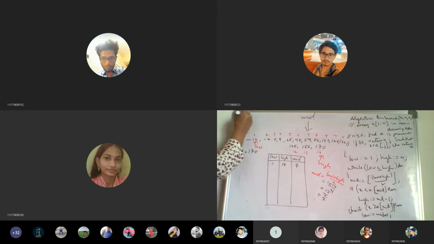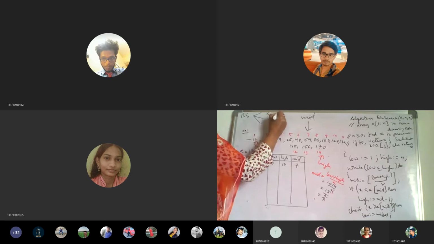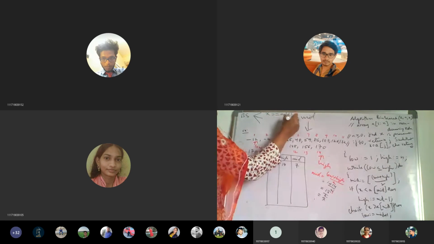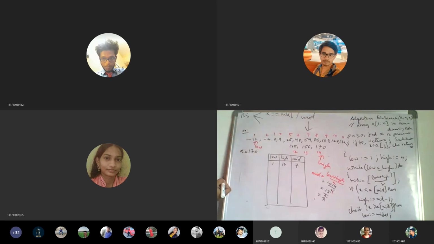So there are 3 steps for binary search. What are those 3 steps? First, whatever is the x value, we are going to check whether it is equal to the mid value. That is the first condition. The second one, we check whether x is less than mid. And then we check whether x is greater than mid.